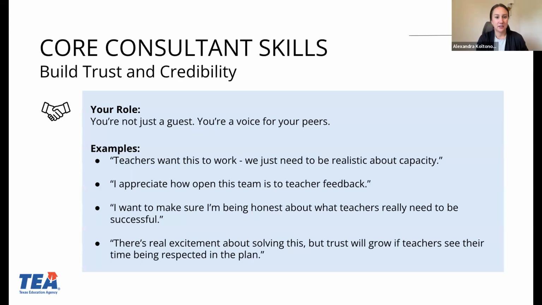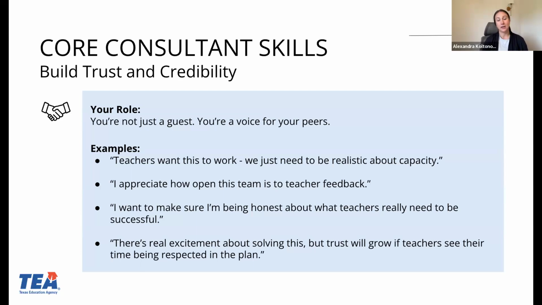And then this last core skill is building trust and credibility. Remembering that you're not just a guest at the meetings, you're a voice for all of your teacher peers. So some examples of how this is represented: Teachers want this to work. We just need to be realistic about capacity. I appreciate how open this team is to teacher feedback. I want to make sure I'm being honest about what teachers really need to be successful.